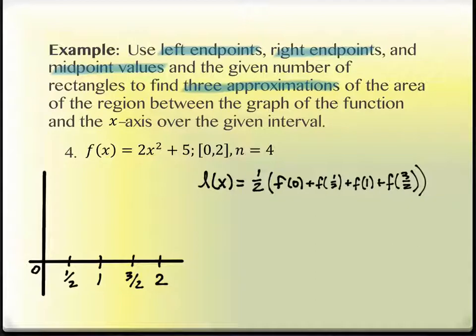The first rectangle here, it'd be 0. The second rectangle would be 1/2. The third rectangle would be 1. And the fourth rectangle would be 3/2. Okay, is everybody good? Grab your calculator.